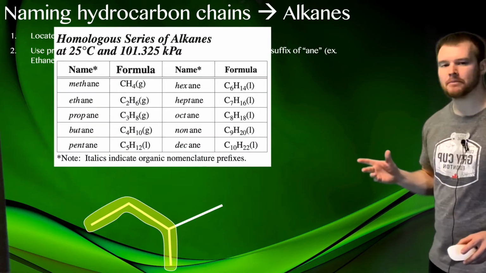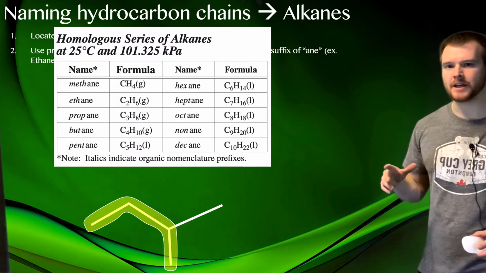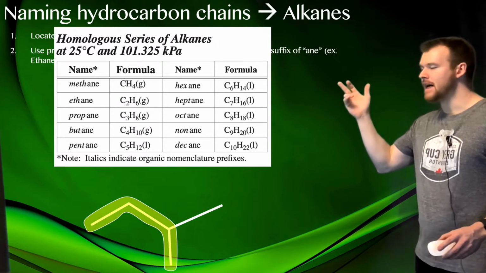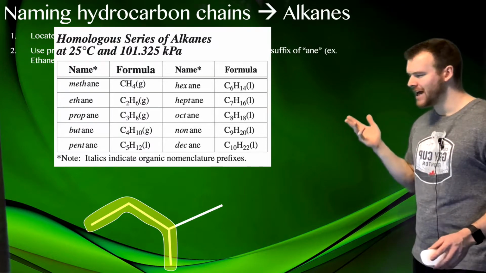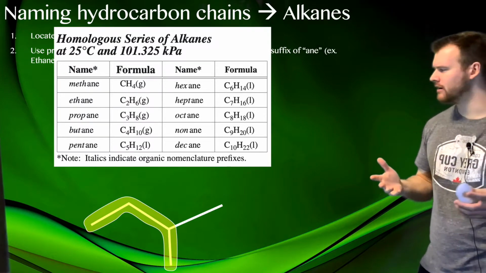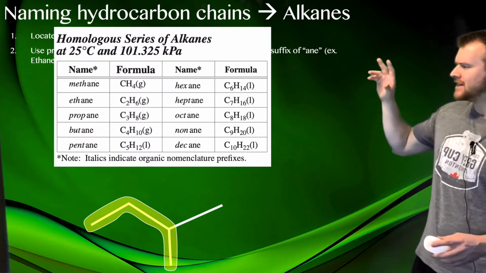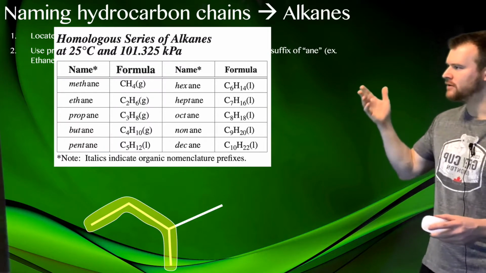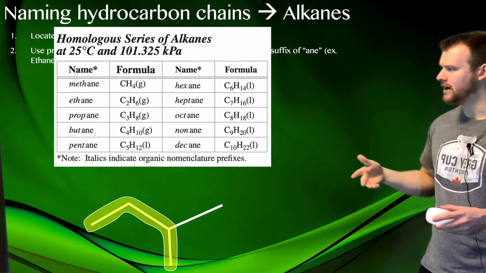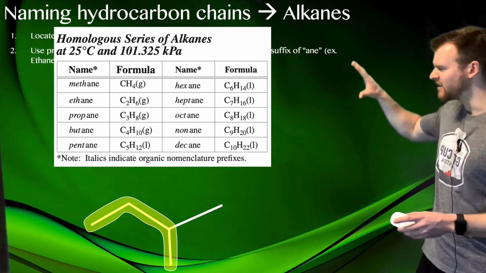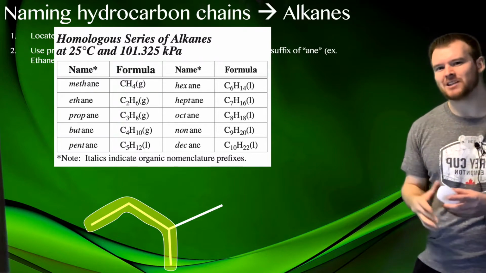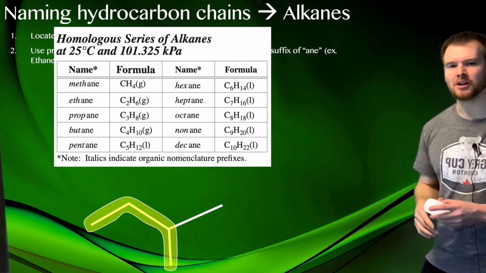Now this is in your data booklet and it tells you the prefixes here. For 1 is meth, for 2 is eth, for 3 is prop, and 4 is but. Those are kind of weird prefixes to have. The other ones on the other side make more sense with pent for 5, hex for 6, hept for 7, and oct for 8. These are familiar prefixes probably from math. These first 4 are a little bit weird, but that's what we use for naming organic molecules.